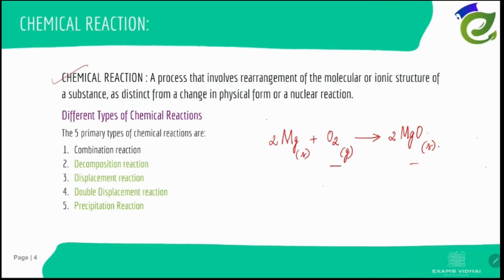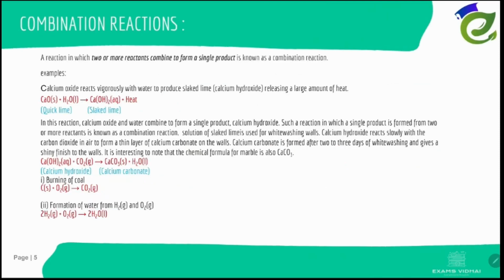What are the different types of chemical reaction? The different types are combination reaction, decomposition reaction, displacement reaction, double displacement, and precipitation reaction. Let's discuss each and every reaction in detail. Combination reaction. As the word says, combine. We know 1 plus 2 is equal to 3. Here 1 and 2 combine to produce 3. Therefore, this is also an example of combination.